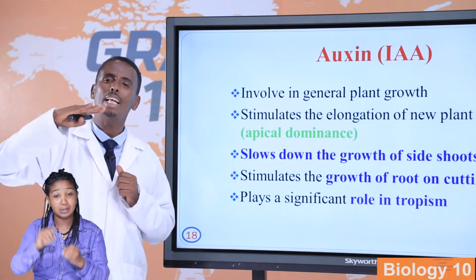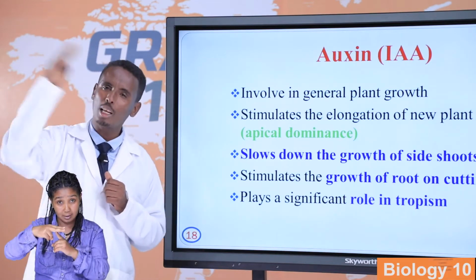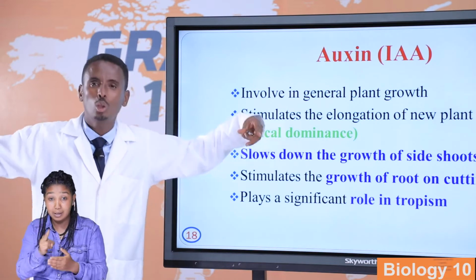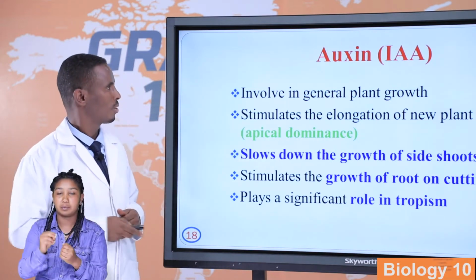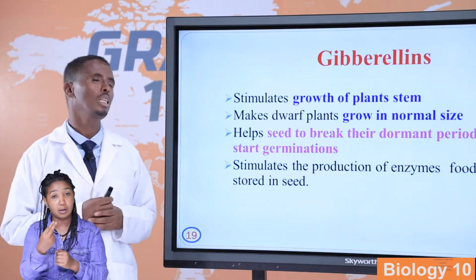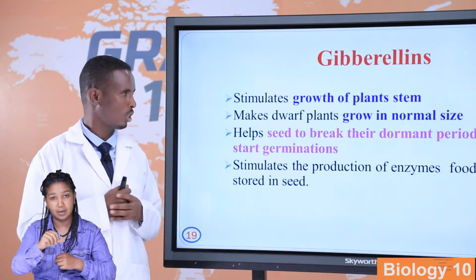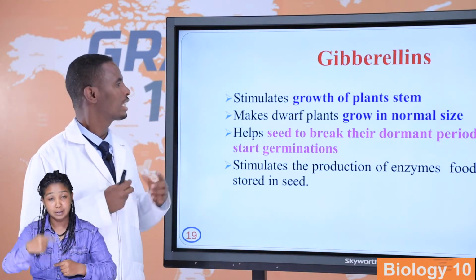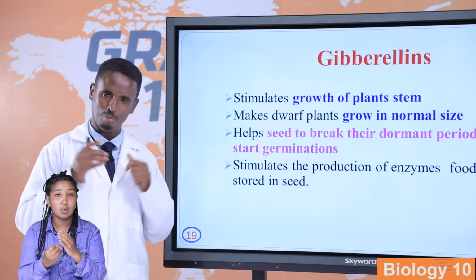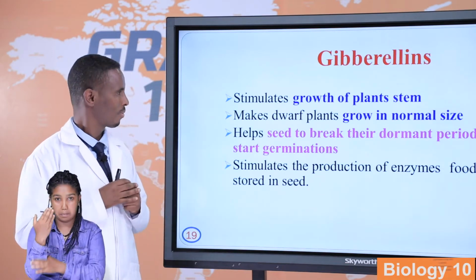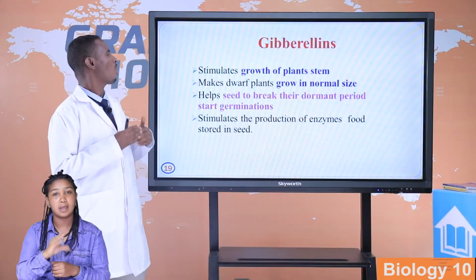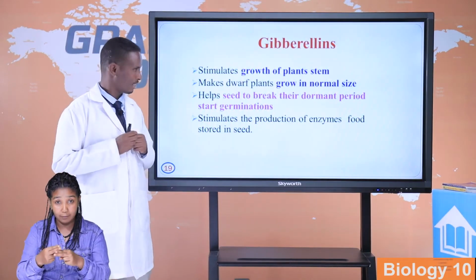When the tip of the plant is cut, auxin is removed. Immediately the side shoot grows. The other important hormone is gibberellin. Gibberellin stimulates growth of the plant stem and makes the dwarf plant grow into the normal size.